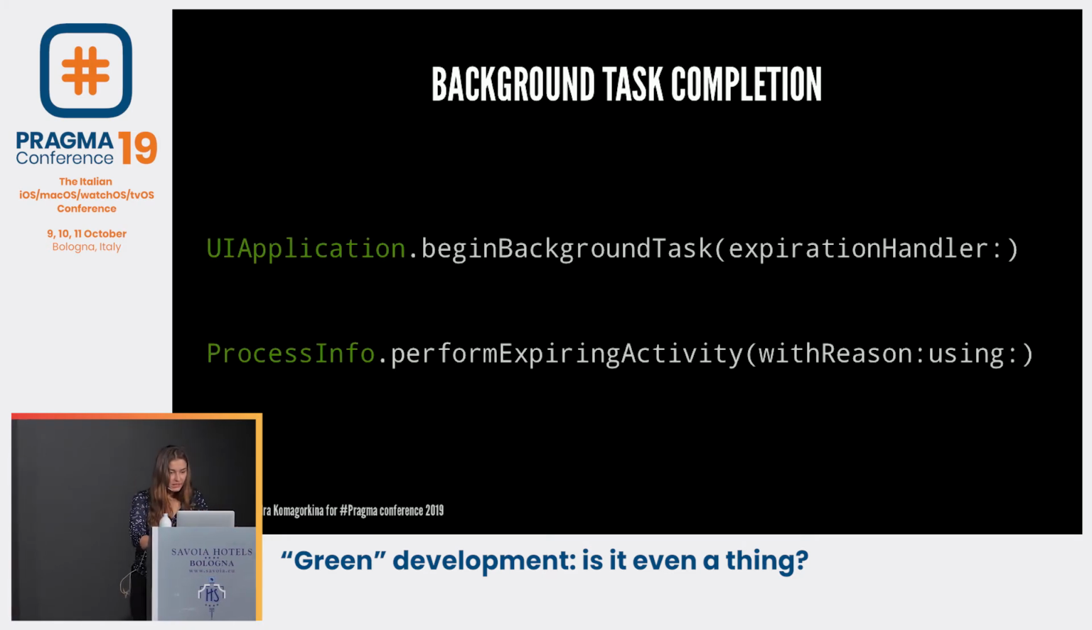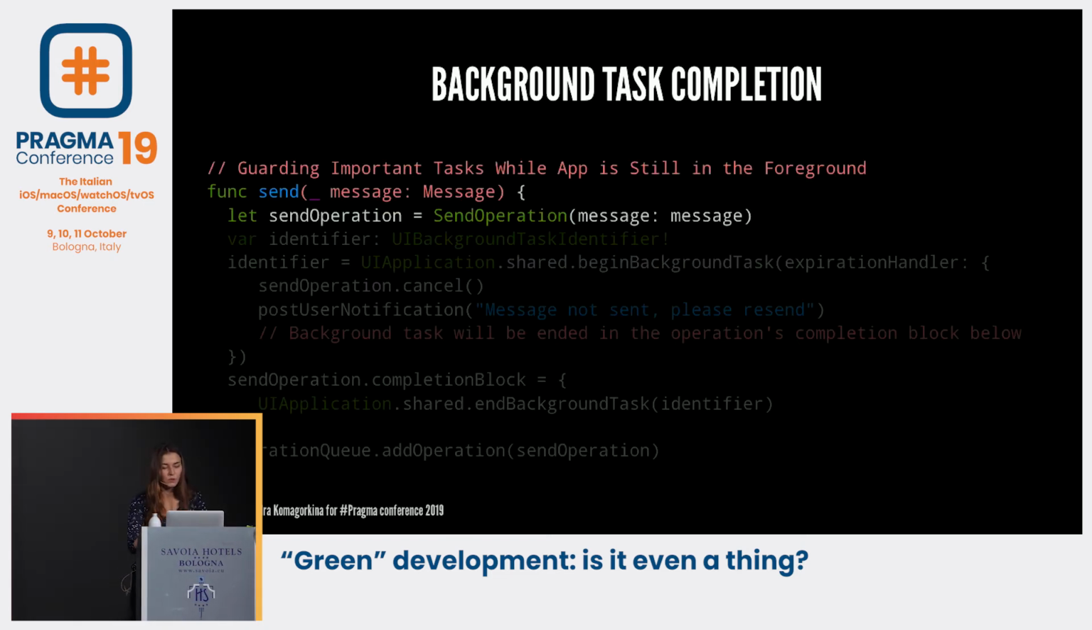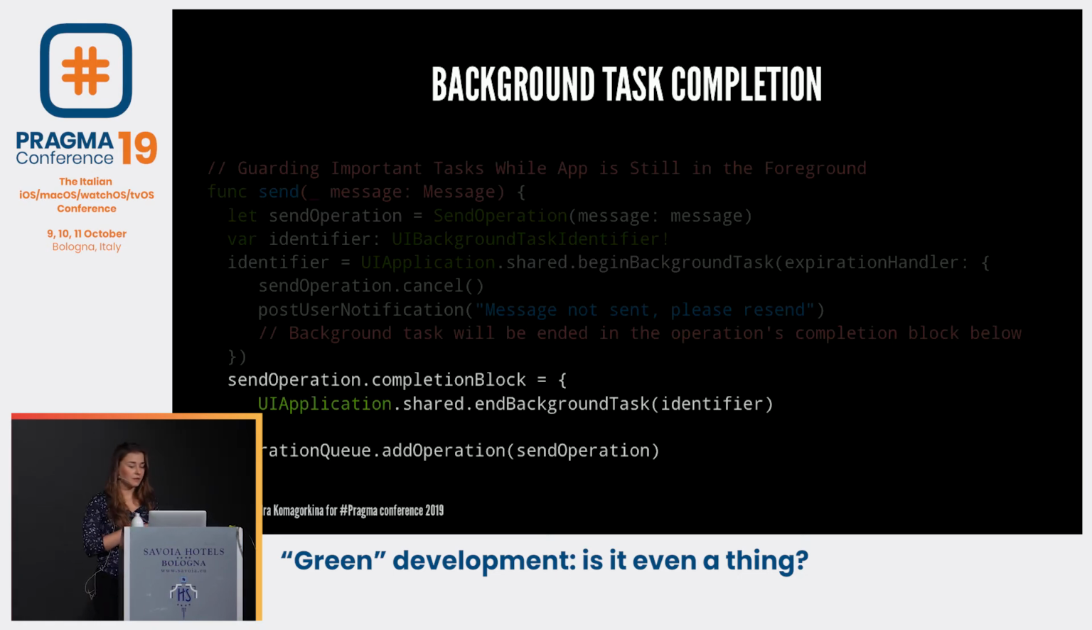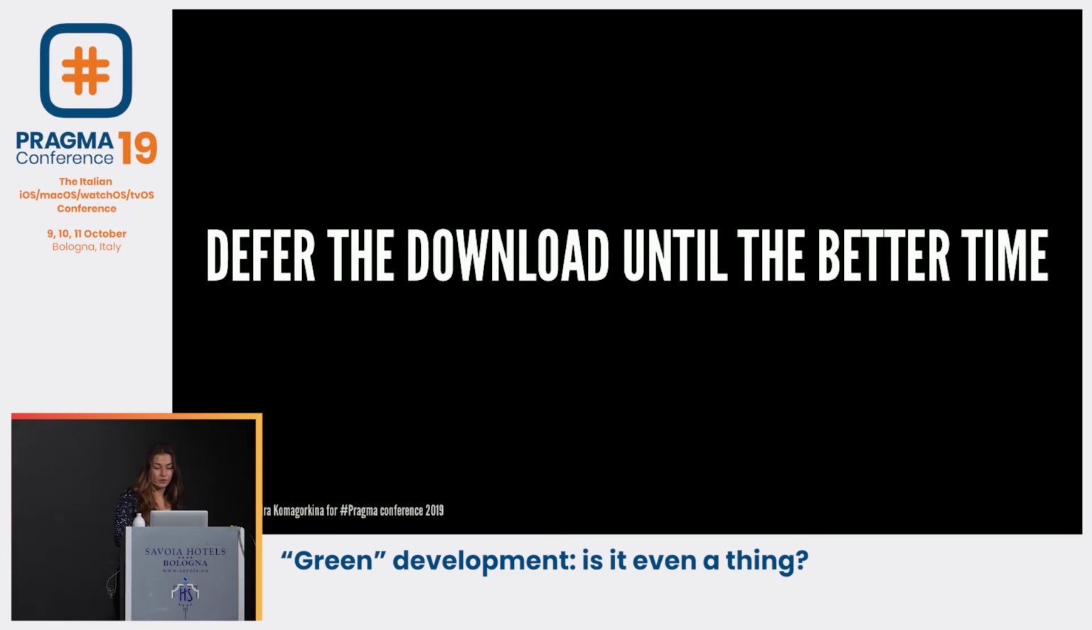There are different ways to deal with background task completion. Let's have a look. This is an example provided by Apple. You can guard important tasks while the app is still in the background. When the task expires, we should cancel the operation and notify the user about the message: if message not sent, please resend. The user still wants it to be sent, so we should guard it. And if your operation is successfully finished, we should end it and not notify the user about errors. That's basically how the code could look.